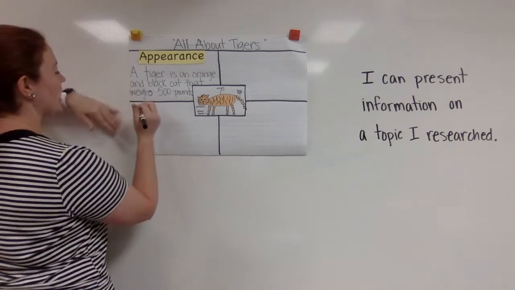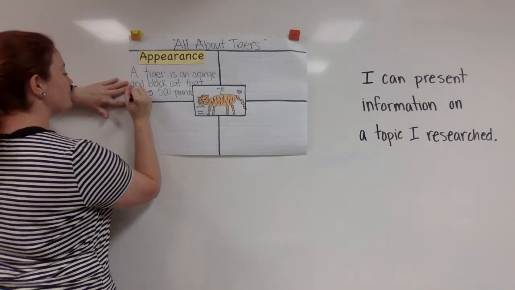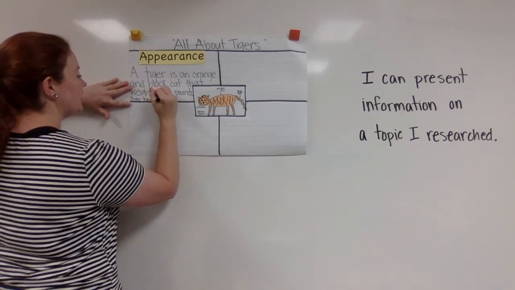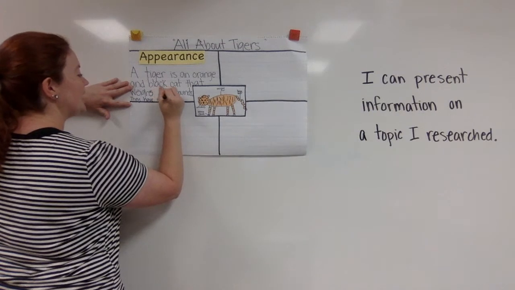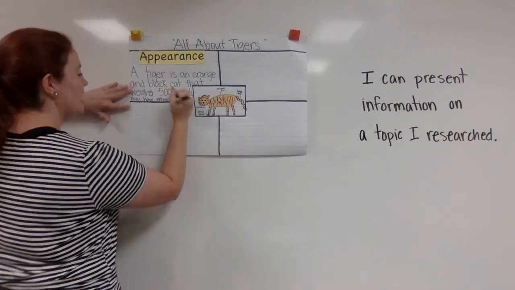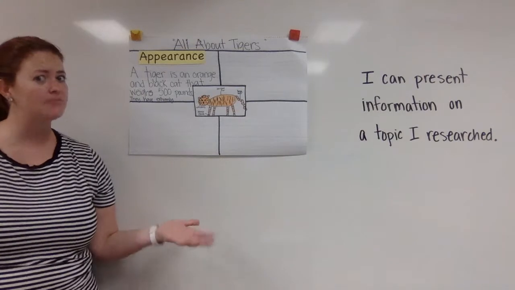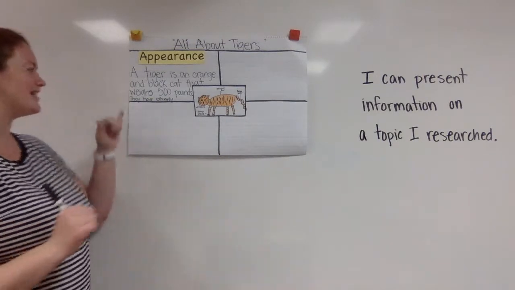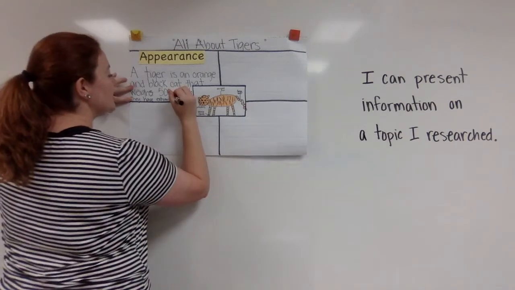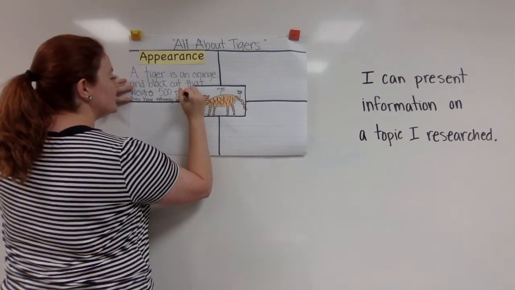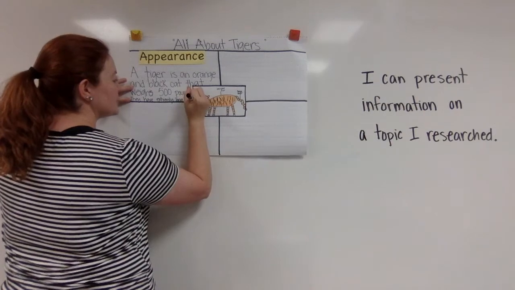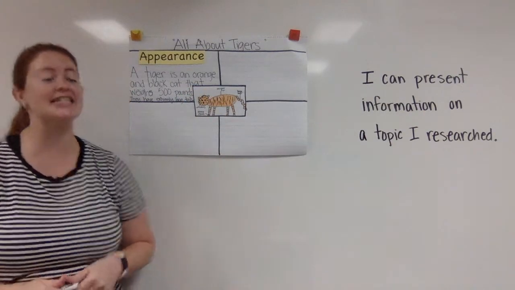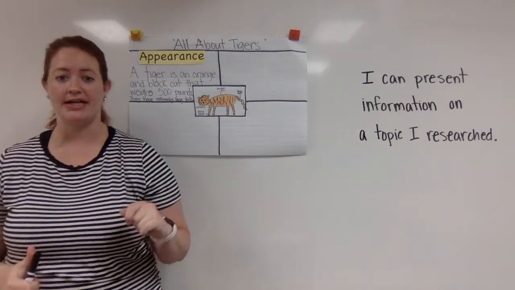And I'm going to say, they have extremely... and is it okay if I didn't spell it correctly? Absolutely. Did I sound it out and try my best? I did. They have extremely long tails. Perfect. Now, I have 2 sentences about a tiger's appearance.